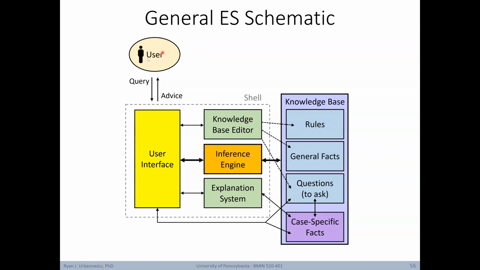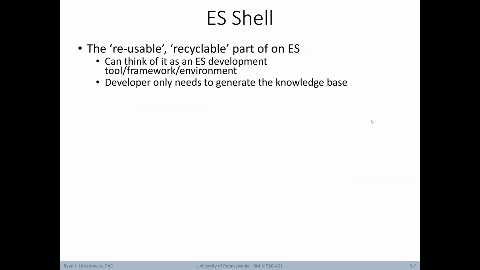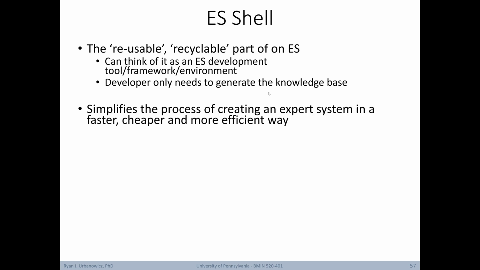In the last part of our lecture, we're going to talk a bit about shells. So here again, we're going to go back to our general expert system schematic, and here in the dotted line is a part of the expert system known as the shell. As we previously mentioned briefly, the shell is a reusable or recyclable part of an expert system. You can think of this as an expert system development tool, framework, or environment. The nice thing is that when you have a shell in hand, the developer really only needs to generate the knowledge base to develop a functioning expert system. And this is something we're actually going to get to practice in this course. So the shell simplifies the process of creating a new expert system in a faster, cheaper, and more efficient way.